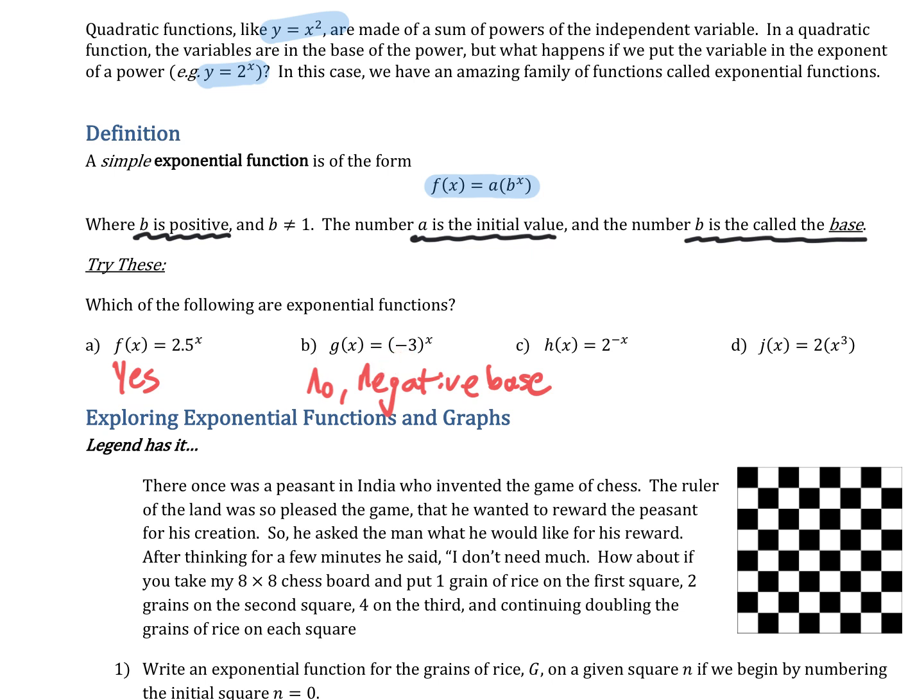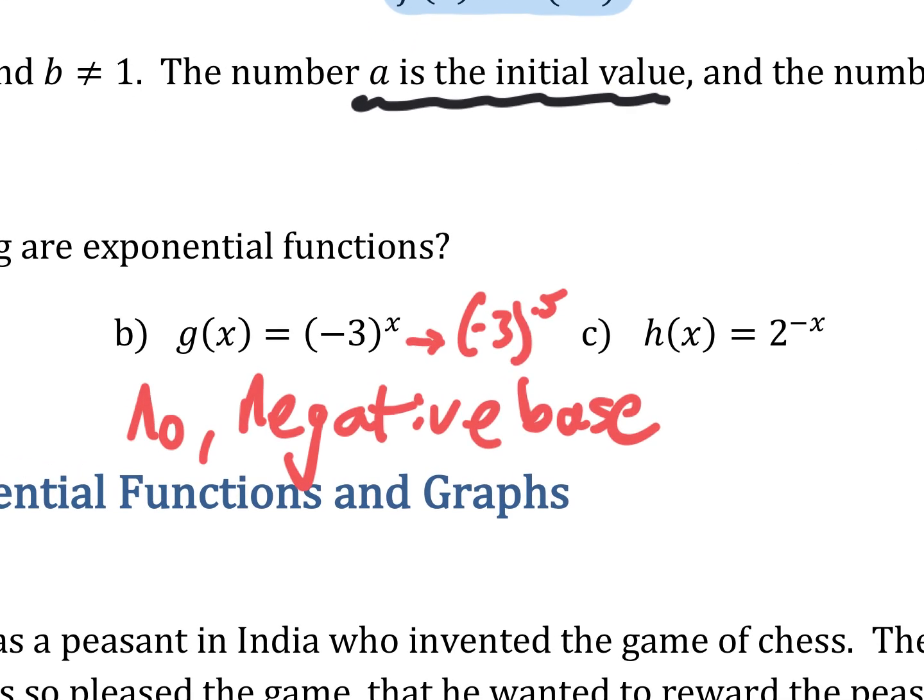What happens here is if you have negative 3 to some power, now remember, x can be anything. So what happens when x is like 0.5? Well, that's negative 3 to 0.5. What does that mean? Negative 3 to the 0.5 means the half power, and a half power, we've learned, means a square root. So this means the square root of negative 3, and the square root of negative 3 is not a real number. So that doesn't work for us. The base cannot be a negative number.